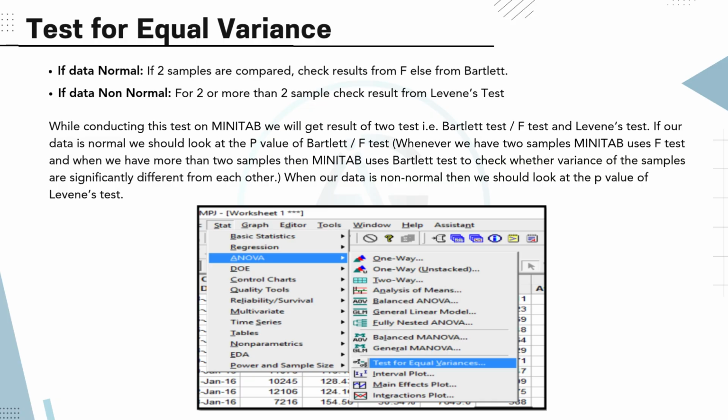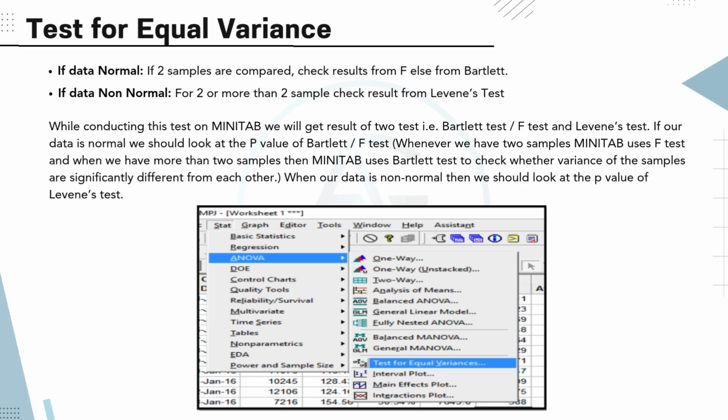If your data is normally distributed, you focus on the p-value of either the F-test or Bartlett test, depending on how many samples you are comparing. If your data is not normally distributed, then you rely on the p-value of Levene's test. As you can see in the image, under the Stat > ANOVA > Test for Equal Variances path in Minitab, you can access this test directly.